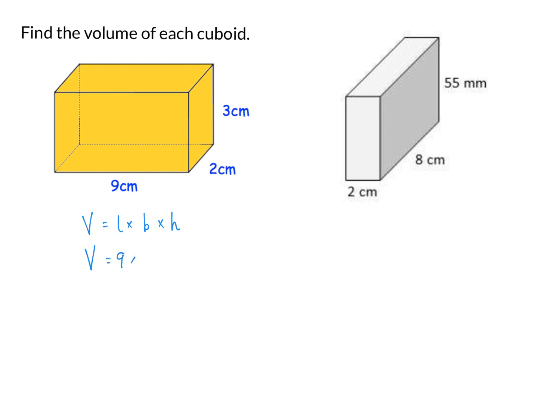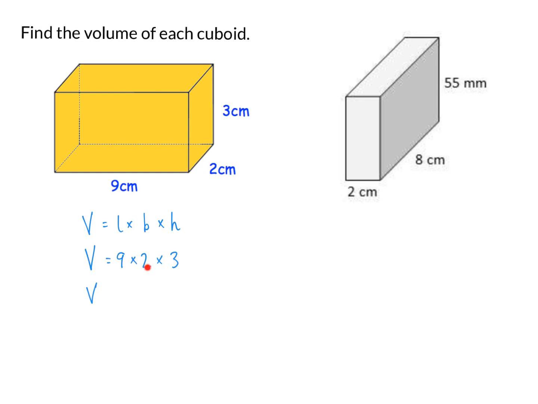So I could have 9 times 2 or 2 times 9, but height, the last one, that has to be this up and down dimension. So I have to put 3 there. Now, the order I do this in doesn't matter, but let's look for the easiest way. If I do 9 times 2, that's going to give me 18. And 18 times 3, while manageable, is a little bit awkward.